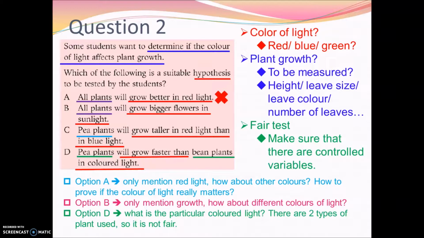And then for B, all plants will grow bigger flowers in sunlight, okay. So in option B, it really mentions the growth, okay. The dimension is about the flower, okay. It will give us bigger flowers, okay.